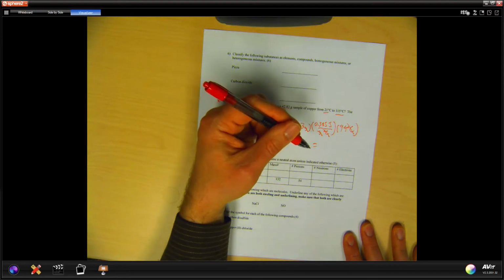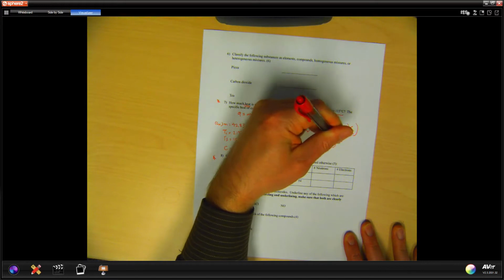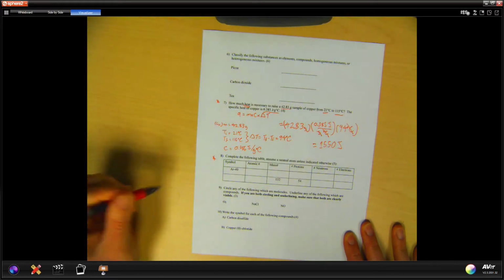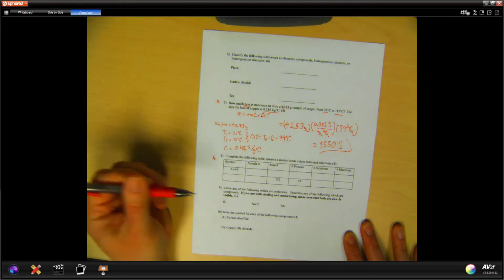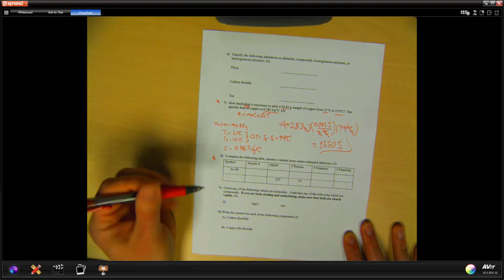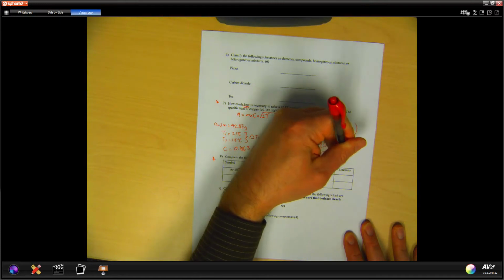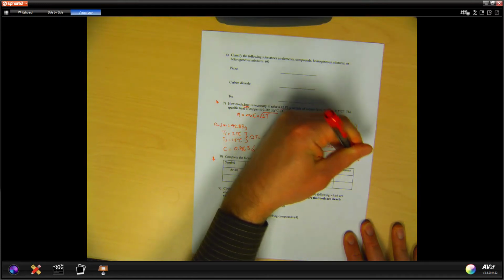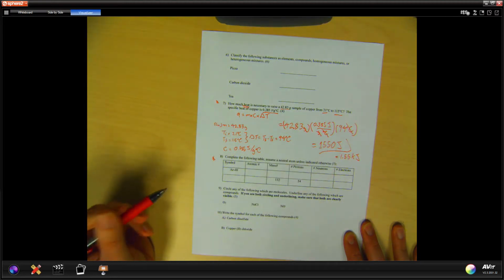If we do the math there, we get 1550 joules. That is the correct answer. We often want to report this with units of kilojoules. So if you did convert that to kilojoules, it would be 1.55 kilojoules. It does not ask for that though, so you could leave it as just joules.